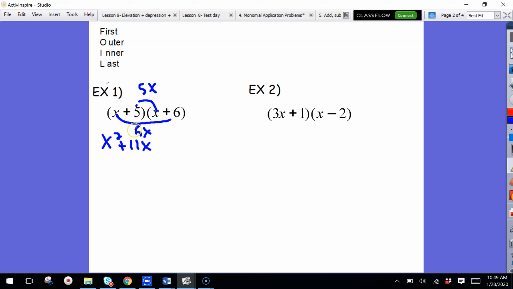And then the last thing we're going to do is my last two terms, so 5 times 6, which is going to be 30. And if you notice, these two binomials multiply to be a trinomial. Okay, so let's try it again.